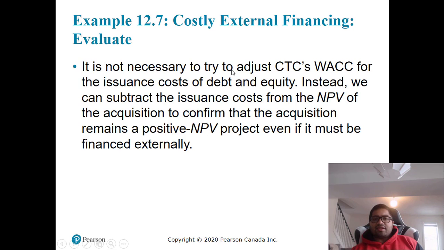It is not necessary to try and adjust CTC's WACC for the issuance cost of debt and equity. Instead, we can subtract the issuance cost from the NPV of the acquisition to confirm the acquisition remains a positive NPV project.